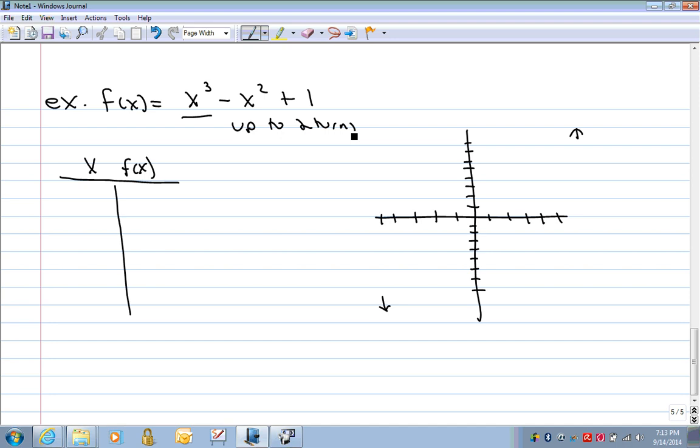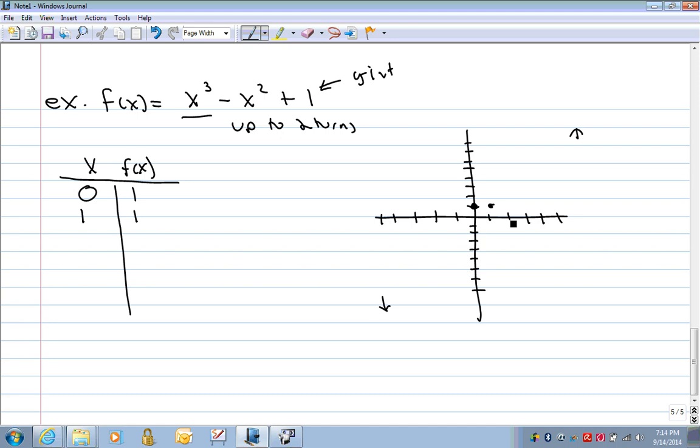Let's see if we can get a little information about this simply by plugging in values. And I really find this important. Remember, we use t-tables a lot in here. If I plug in zero for my x's, I would have 1. And of course, this is my y-intercept. So at 0, 1. Let's go to the right. If I plug in a value of 1, 1 cubed is 1, minus 1 would be 0, plus 1 would be 1 again. So at 1, 1.